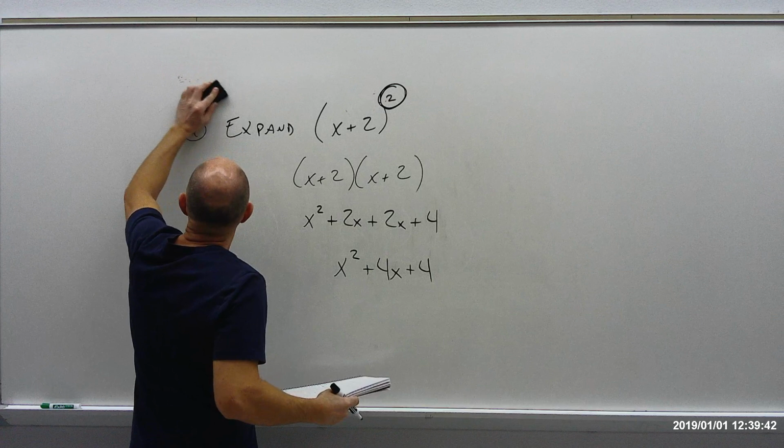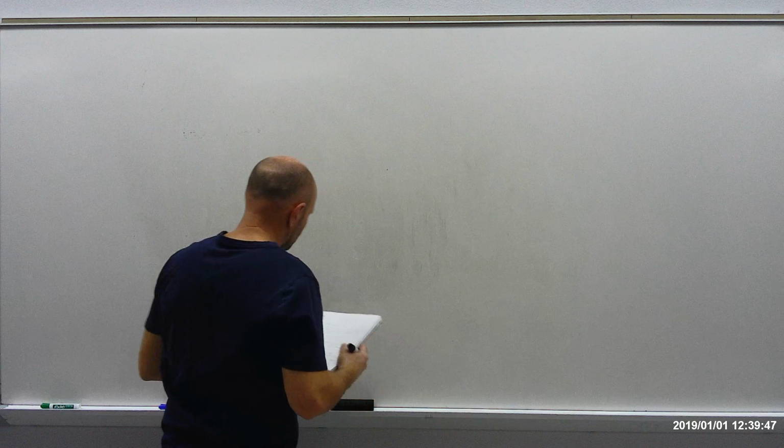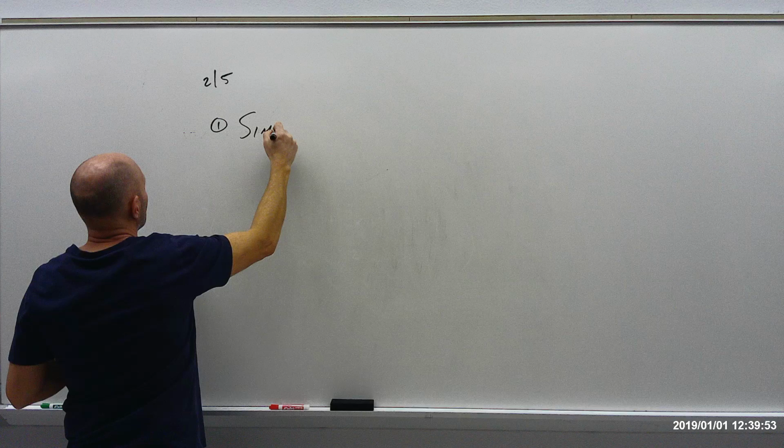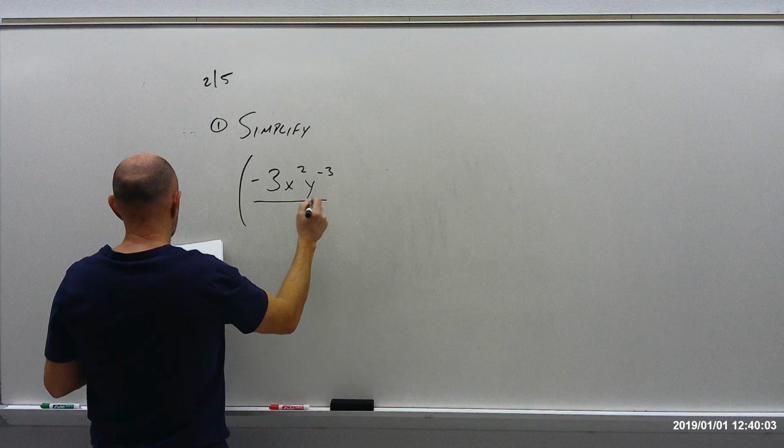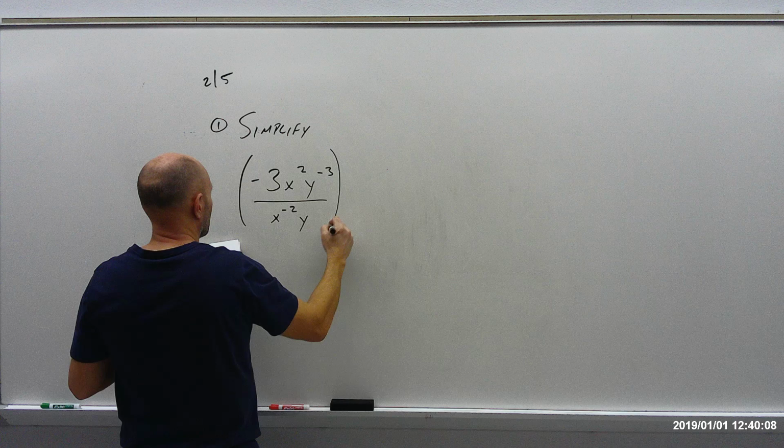The next ticket out the door is from February 5th. First one, probably getting sick of seeing these. Good, because then hopefully that means you know what you're doing. So we have what? Negative 3 x squared y to the minus third over x to the negative 2y, all to the negative third power again.